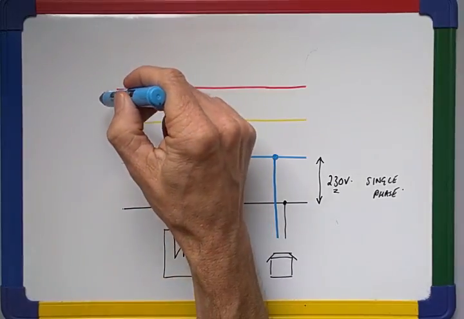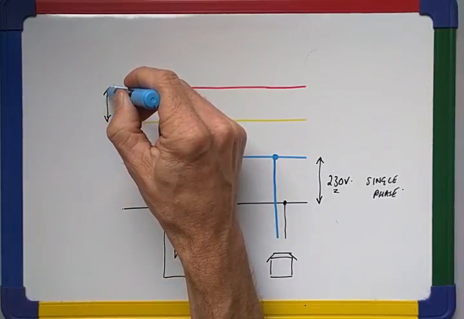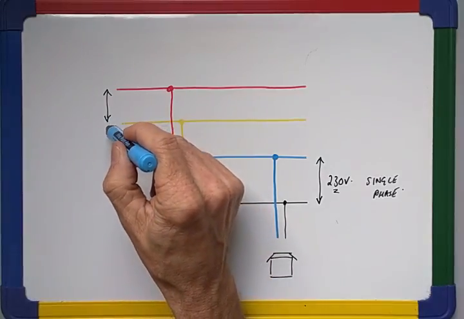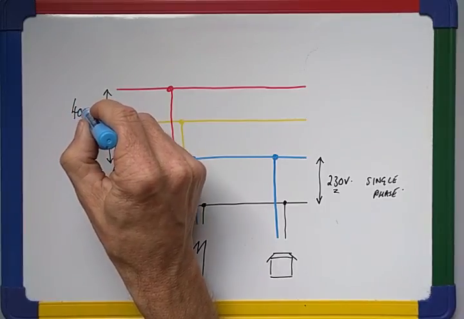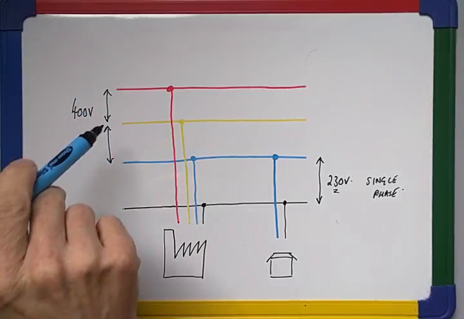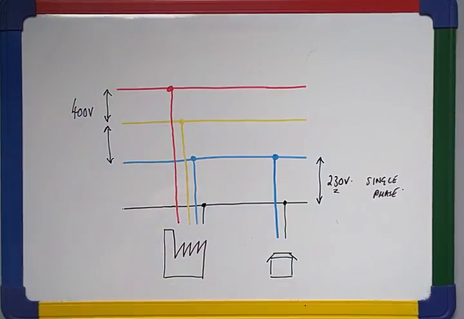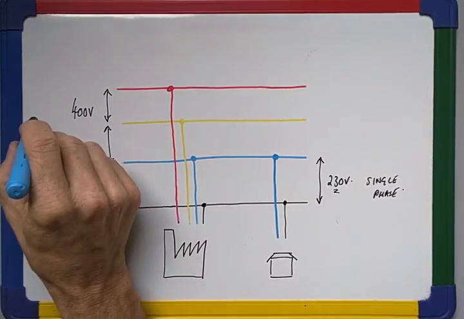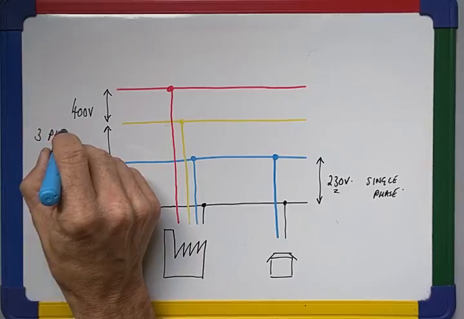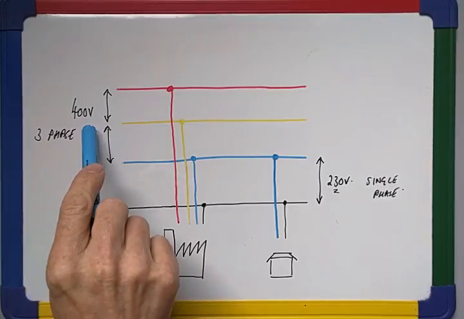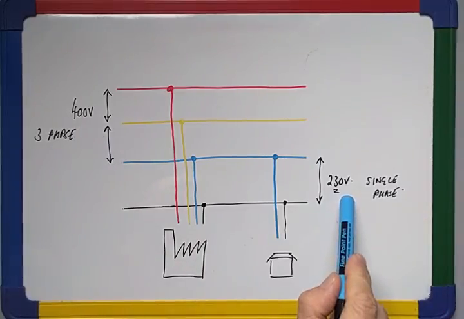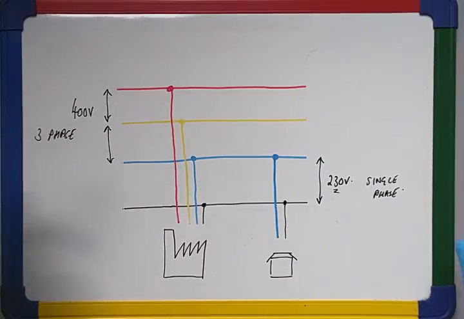If, however, you measure between 2 lives, let's say red and yellow, or yellow and blue, or red and blue, at that point you measure 400 volts. So this higher voltage is useful in industry for driving things like 3-phase motors. So this 400 volt figure is the 3-phase voltage. So 3-phase is referred to as 400 volt, single phase 230 volt, but they're not really 2 different systems. One is a subset, if you like, of the other.